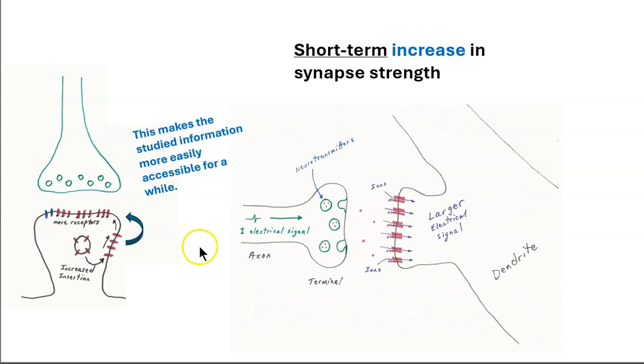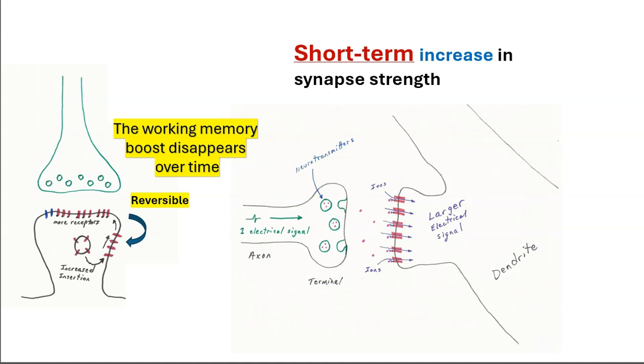Now, psychologically, this makes the studied information more easily accessible for a while. So this is like the short-term memory effect, the working memory boost. That information we just previously studied is more easily accessible because the synapses have been temporarily strengthened as a result of that study. Now, we're calling it temporary.